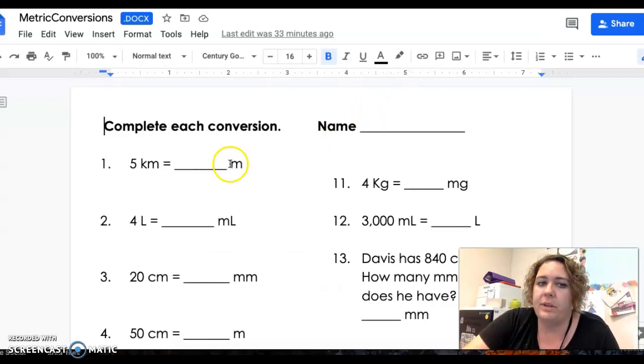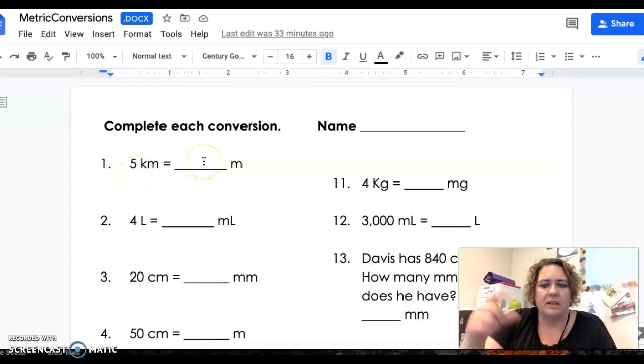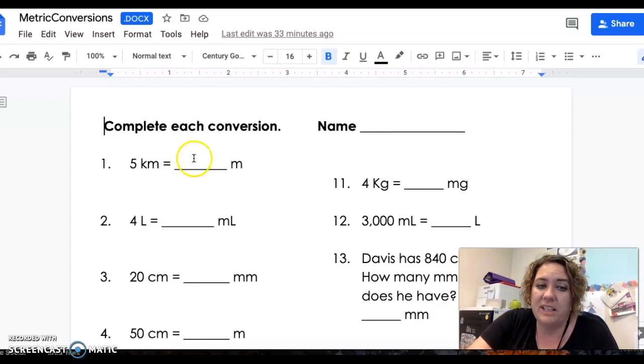Here is an example of some work that you might want to convert. I have 5 kilometers and I want to know how many meters are in 5 kilometers. Again, remember, kilometers are what we would measure city blocks. A meter is a little bit longer than a yardstick, or 3 feet. And so it's going to take a lot more meters to make 5 kilometers.